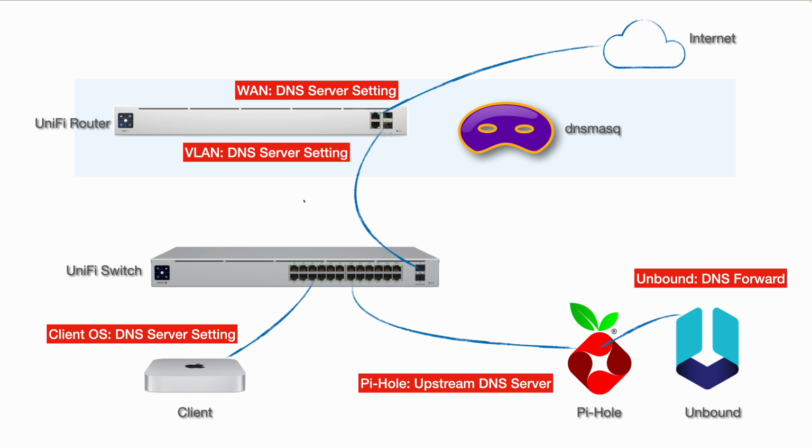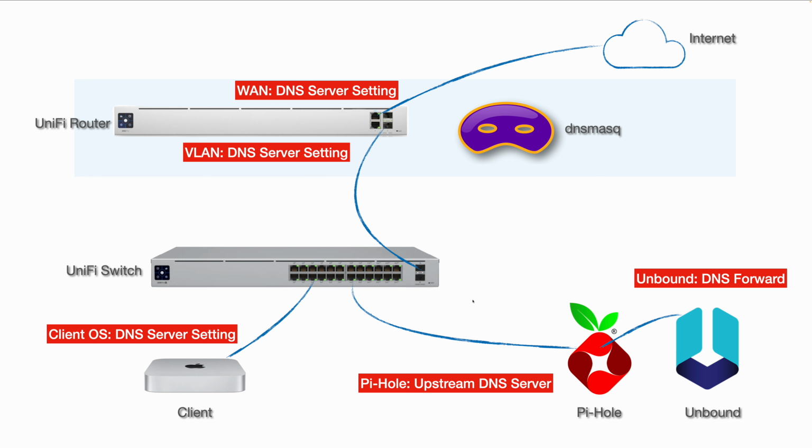In your network environment, just within the UniFi router, you already have two different DNS server settings. Each of your clients has its own operating system level custom DNS server setting. Many people will run an additional DNS resolver, for example Pi-hole. In Pi-hole, you need to set the upstream DNS server. Some people may even go further and host Unbound. In Unbound, you need to configure the DNS forward. Some of you may know that within the UniFi router, dnsmasq is used to provide DNS service. It looks like a messy situation.